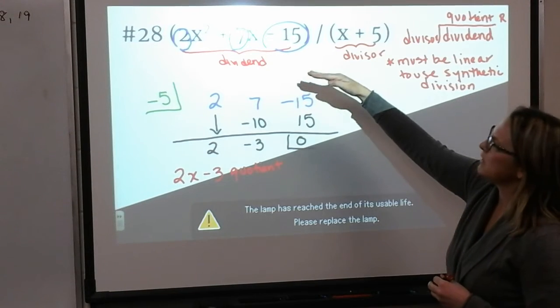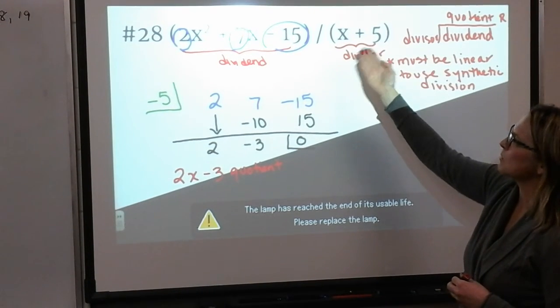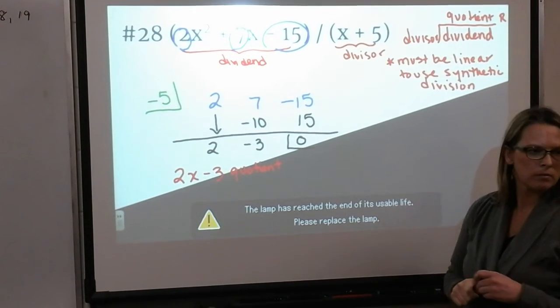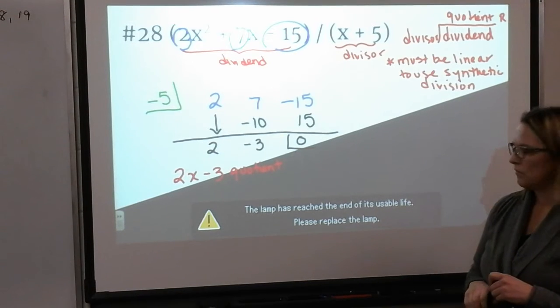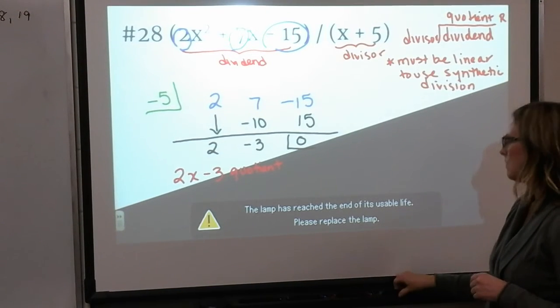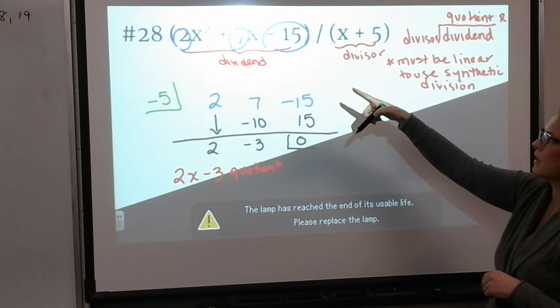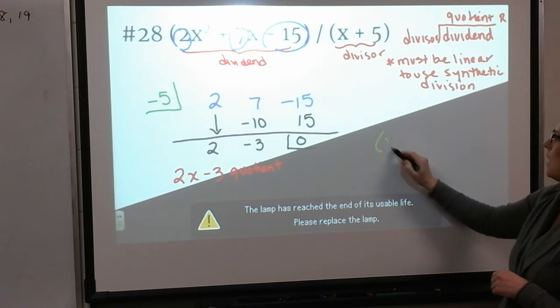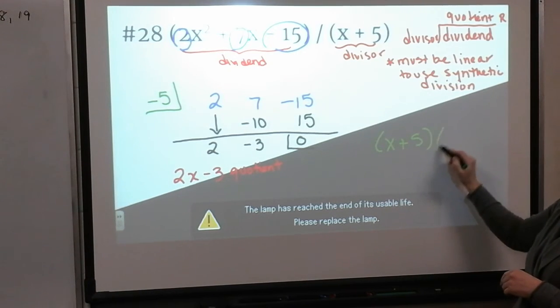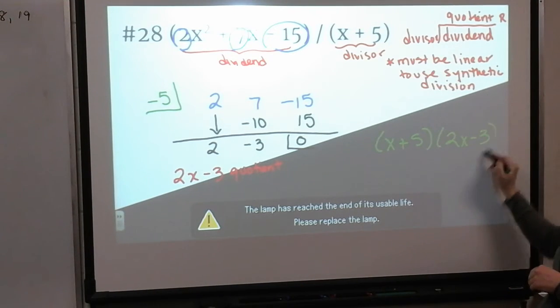What is 2x squared plus 7x minus 15 divided by x plus 5? It's 2x minus 3. This also tells me that if I factored 2x squared plus 7x minus 15, I would get x plus 5 and 2x minus 3.